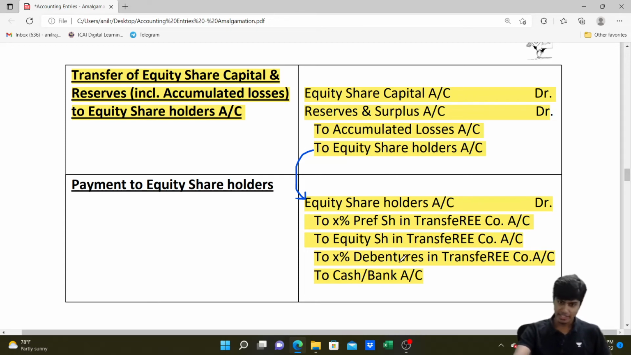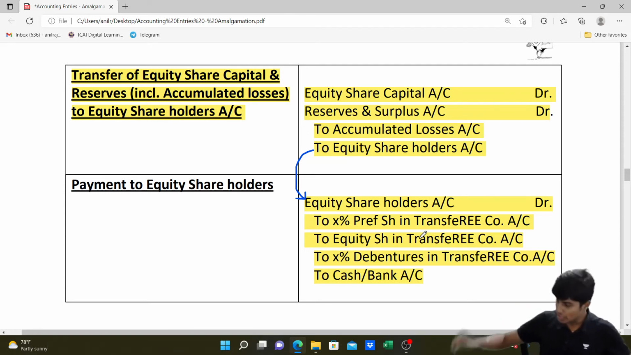Once you write this entry, there would be nothing left in the books of transferor. Transferor stands liquidated. Got that? One point that I told previously when accounting for preference shares, but I'll tell once again because it's important, is when you give this equity shares, preference shares, debentures to shareholders of transferor company, if these shares include premium, we don't care. Don't try to write security premium account. Write the entire issue price.